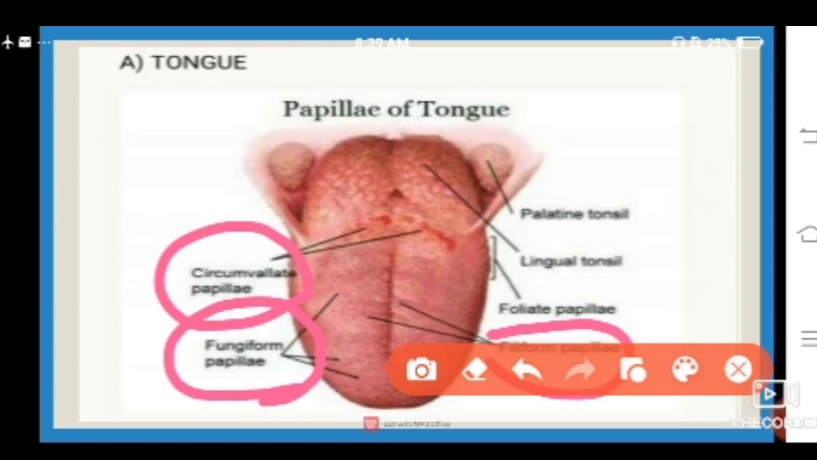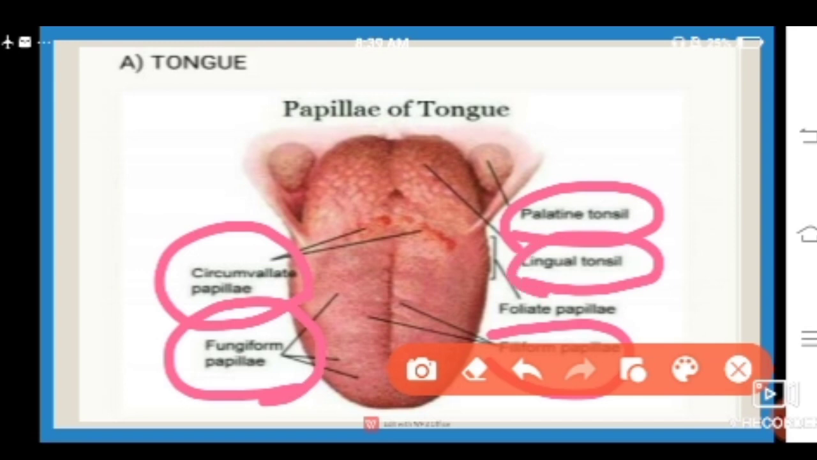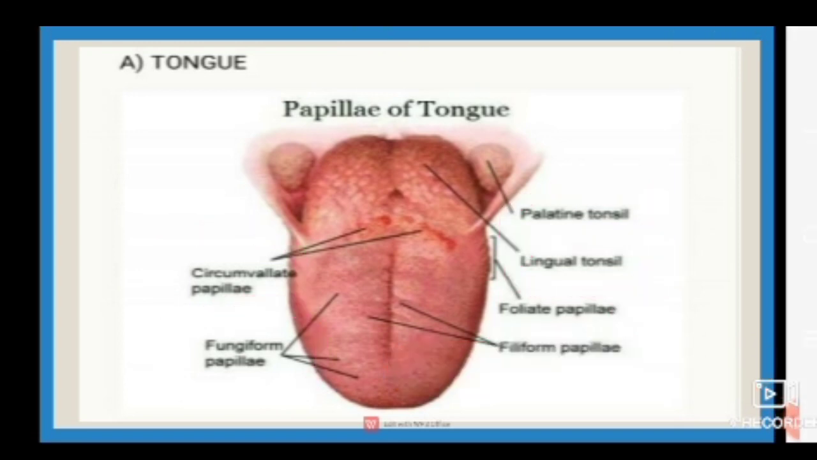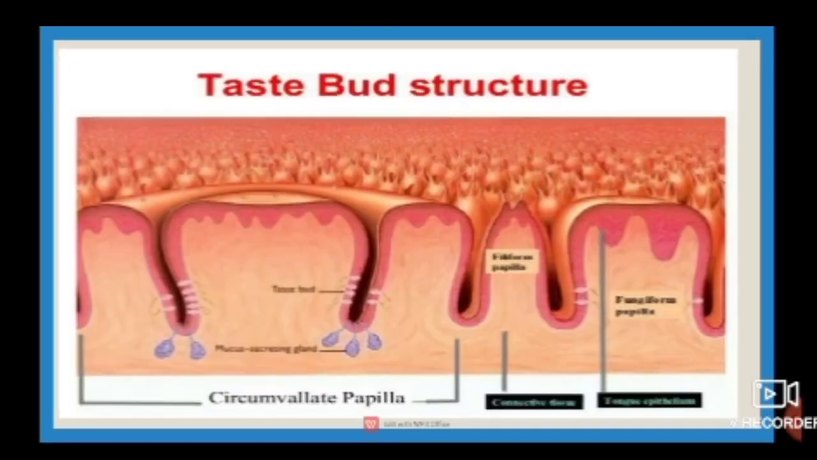And here, palatine tonsil. What is the palatine tonsil? It is a bundle of lymphatic tissue located in the lateral oropharynx. And the lingual tonsil. What is the lingual tonsil? It is located at the base of the tongue. And the last one, foliate papilla. What is foliate papilla? A rough surface on the side of the tongue. That is foliate papilla. Then the structure you see on the screen is the structure of a taste bud.